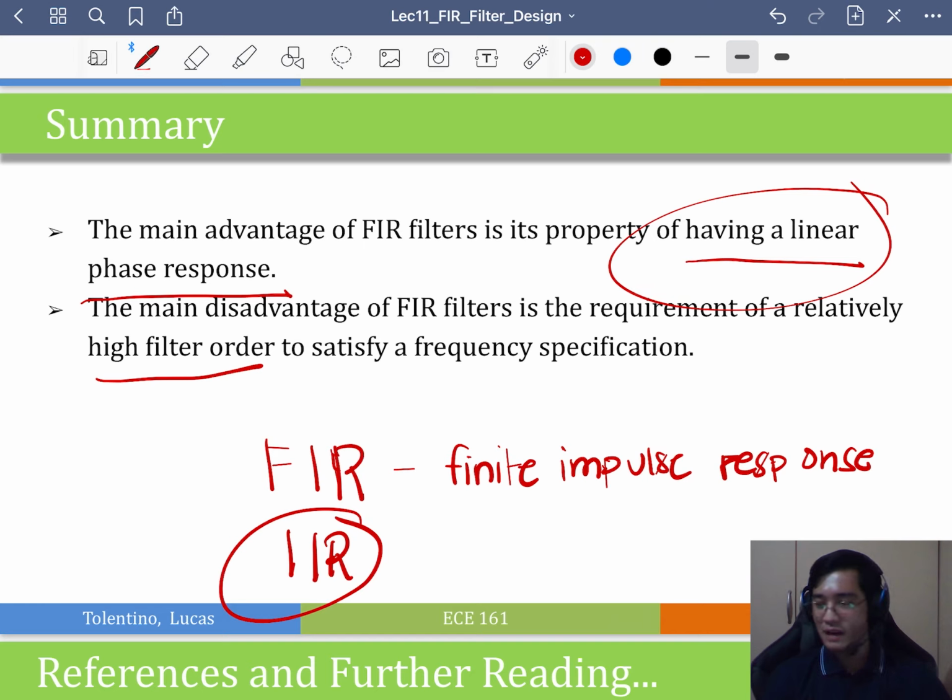But then again, you have to take caution on the stability of the filter in the case of IIR. So anyway, we'll discuss that in the next video. See you there.